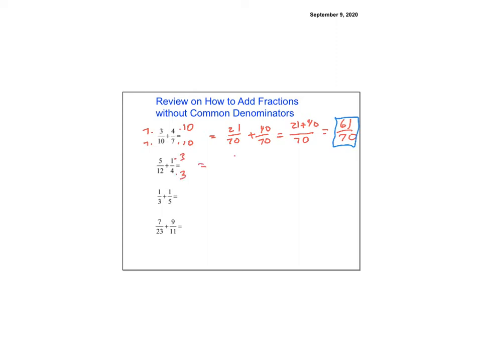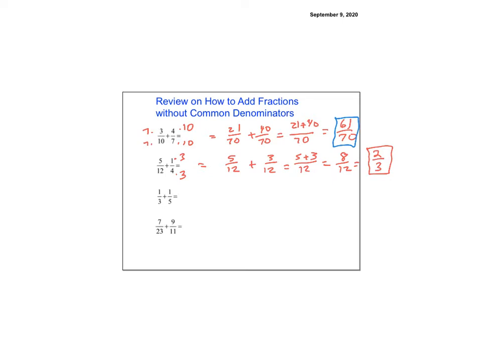So now I have 5/12. The first fraction did not change, but the second fraction became 3/12. Now we can add the numerators together and put it over the common denominator of 12. So we get 8/12. Then we can reduce that by 4: 4 goes into 8 twice, and 4 goes into 12 three times.